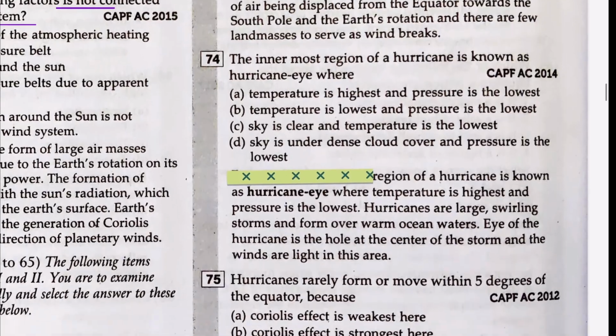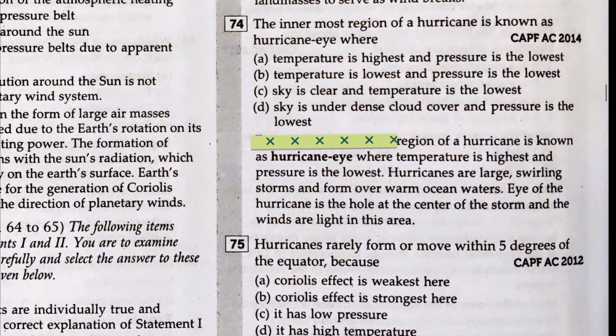Next. The innermost region of hurricane is known as hurricane eye. Absolutely correct. Now, they are talking about the eye of the cyclone. Temperature is highest. Yes, temperature is highest. Maximum low pressure. Yes, pressure is lowest. Absolutely correct. Why is this happening? Same story. Latent heat of condensation. Heat is added here. Heat goes in, temperature becomes high and pressure becomes low. Descending of air. Okay, so again A.